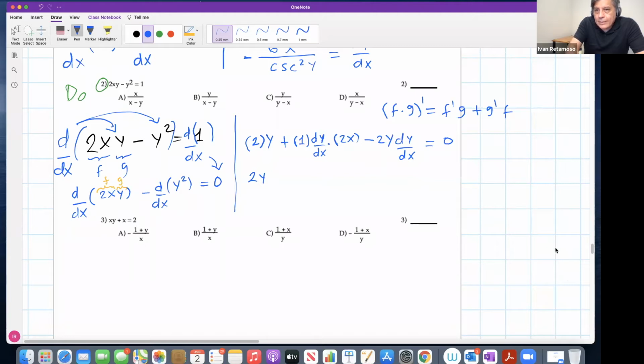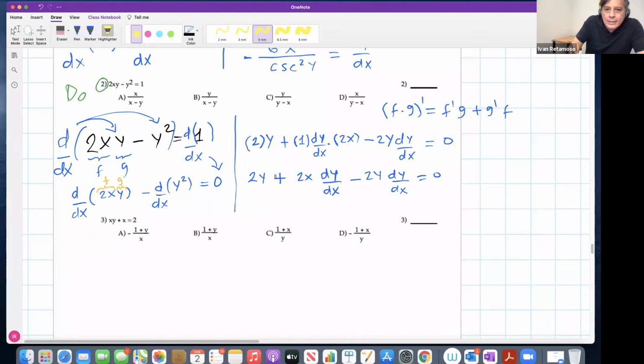And this other guy is 1 times 2x. 1 disappears as a factor. So this will be 2x. Allow me to write it here, dy dx. I'm just organizing myself. Minus 2y dy dx equals 0.